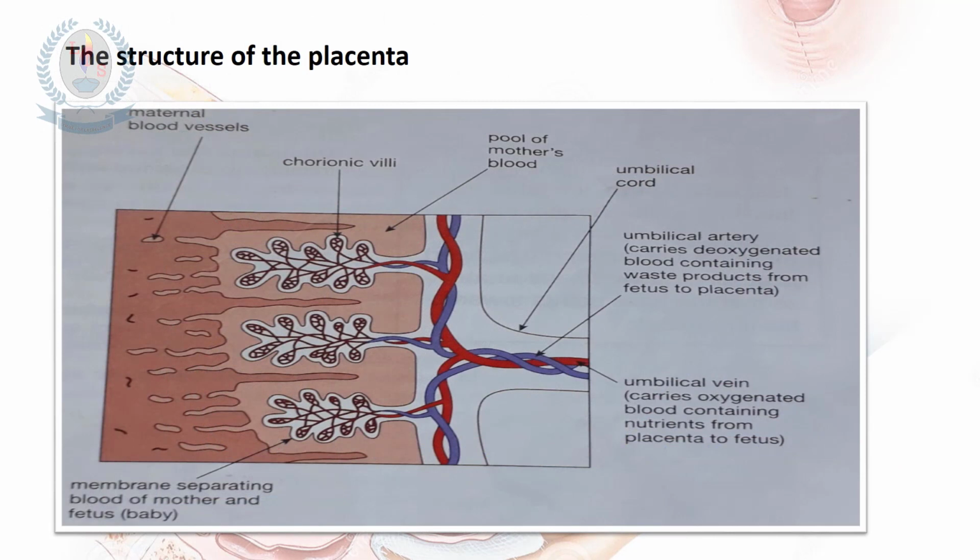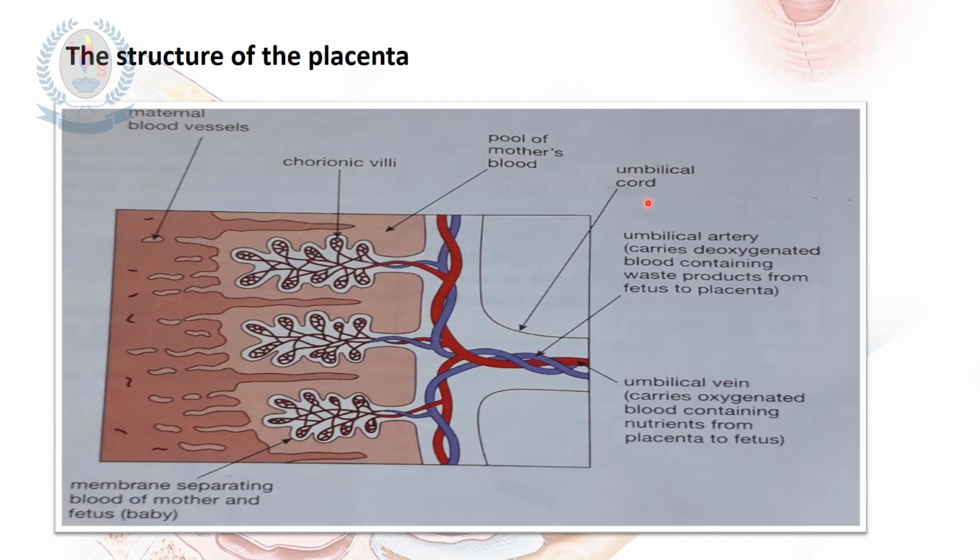The structure of the placenta. As this picture shows, the light pink areas represent the maternal blood, while white areas represent fetal blood. As you can see, this contains several parts. This area is called the chorionic villi, this is the pool of the mother's blood, these are the maternal blood vessels, and the most important thing is the umbilical cord.